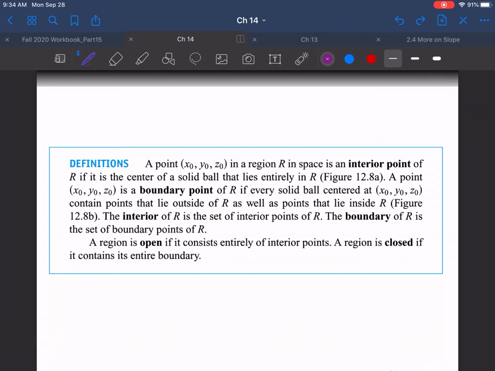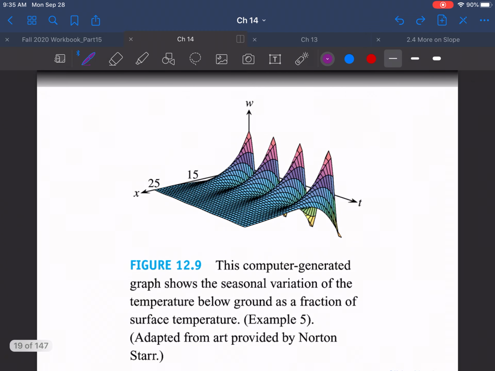So a point x naught, y naught, z naught in a region R in space is an interior point of R if it is the center of a solid ball that lies entirely in R. A point x naught, y naught, z naught is a boundary point of R if every solid ball centered at x naught, y naught, z naught contains points that lie outside R as well as inside R. So that's what we were just talking about on the previous page. The interior of R is the set of all the interior points of R, and the boundary of R is the set of all the boundary points. A region is open if it consists entirely of interior points. A region is closed if it contains its entire boundary. All right, so very similar to what we talked about before.